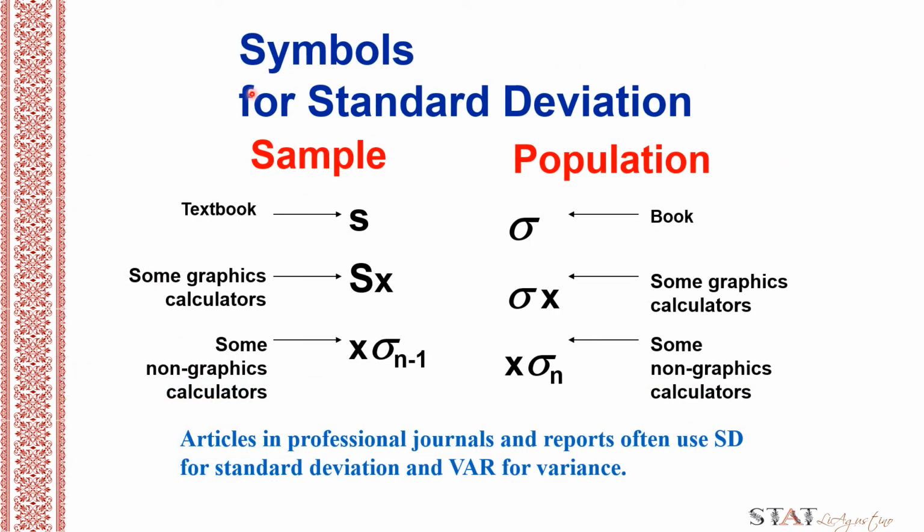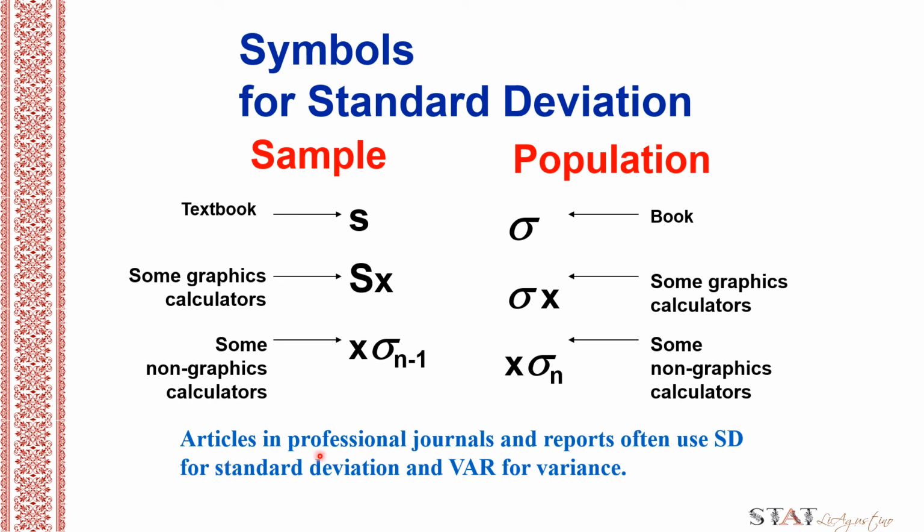Okay, so these are the common symbols for standard deviation. If you're talking about the sample, in some textbooks, you can get the S, and then for population, the sigma, and some graphing calculators use the Sx, and then some graphing calculators as well, the sigma x, and then some non-graphing calculators use the x, sigma, then subscript n minus 1. N minus 1 signifies or represents the sample because in the denominator we have the n minus 1 as our degrees of freedom. And then x, sigma, n.